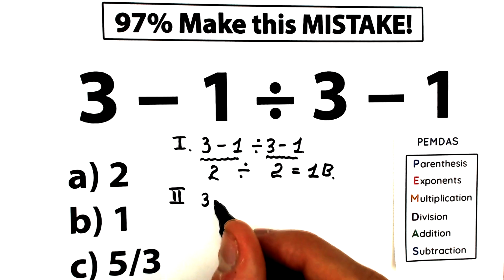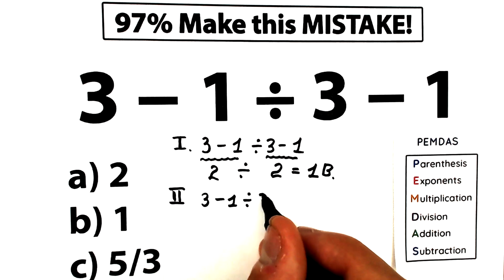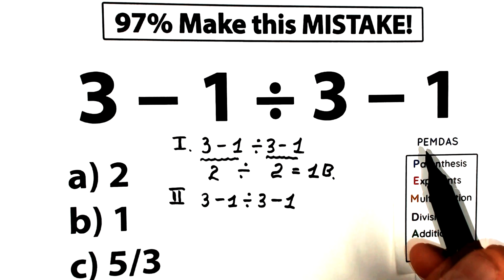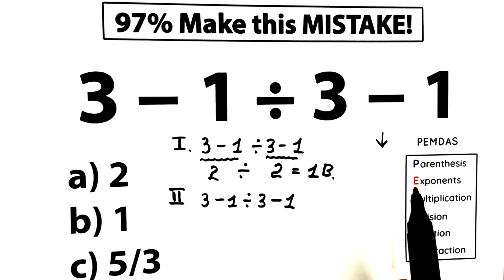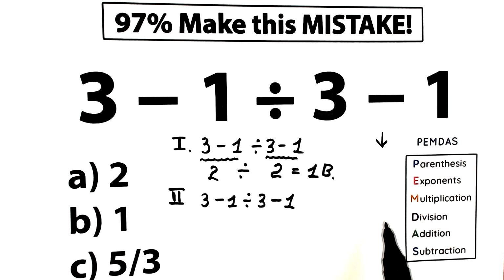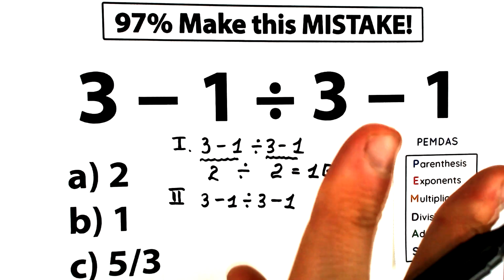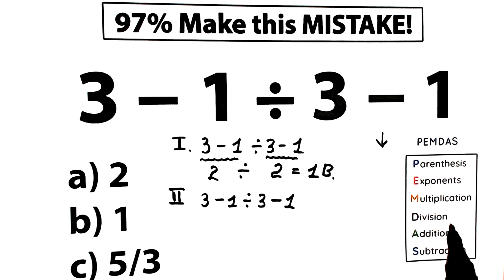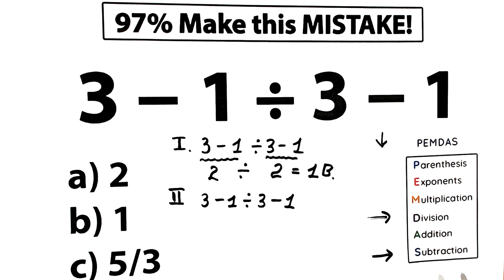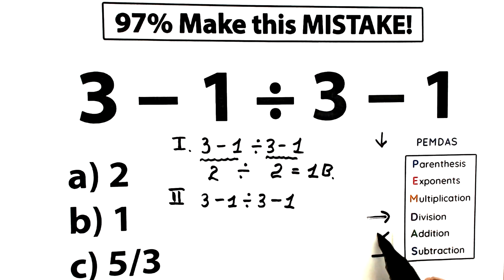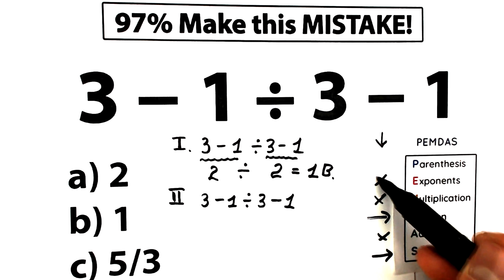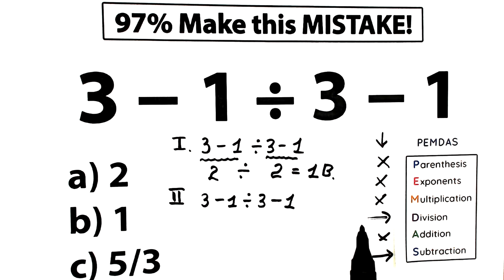So we have 3 minus 1 divided by 3 minus 1. This order of operations works from the top to the bottom. The first step is parentheses, then exponents, then the multiplication and division group, and the last step is the addition and subtraction group. Let's scan what elements we have in our challenge. We have subtraction, division, subtraction. So we have only two steps, first division and second subtraction. We don't have addition, multiplication, exponents or parentheses, so we have only division and subtraction.